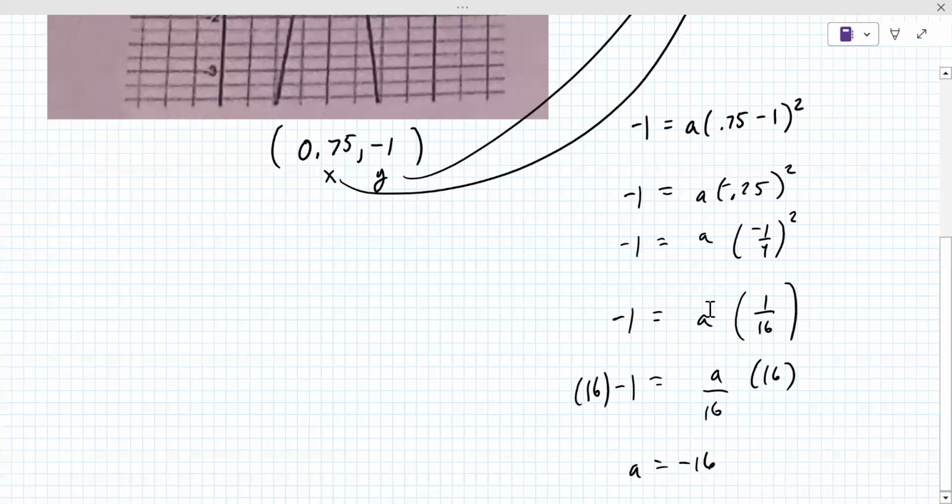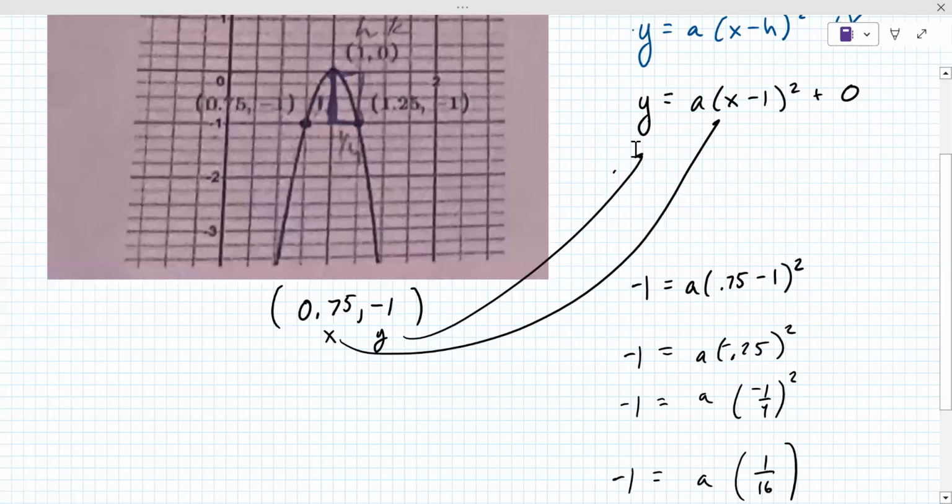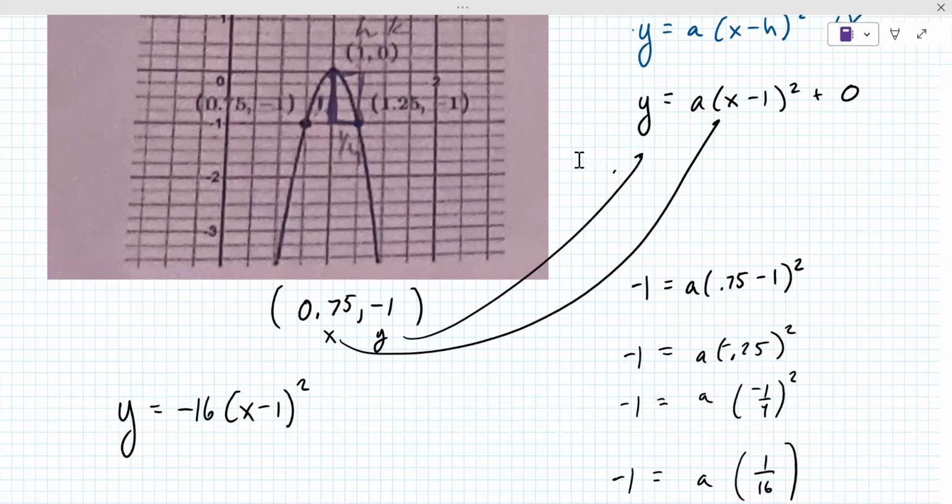And then you use that back in this equation up here. So it's y = -16(x - 1)^2. What exactly does that answer show? This is the equation of the quadratic. And we did this last year, believe it or not. You know how to do the transformations of a quadratic when it's in this form.